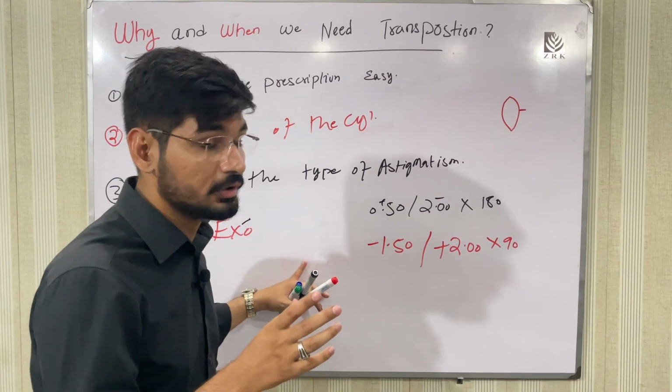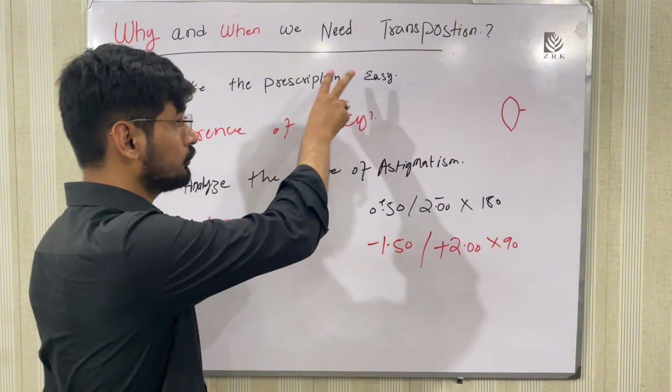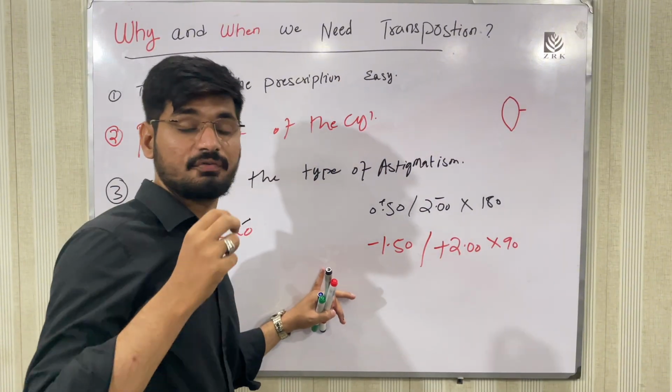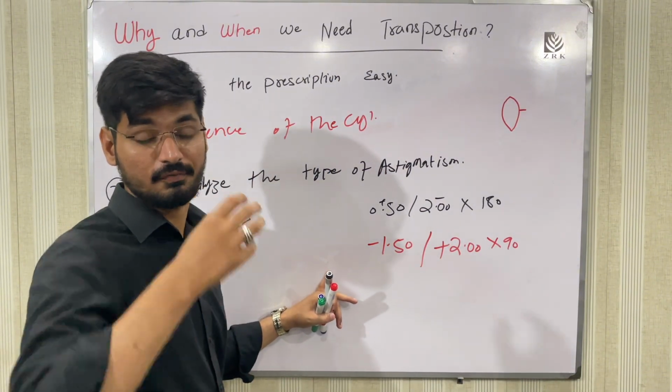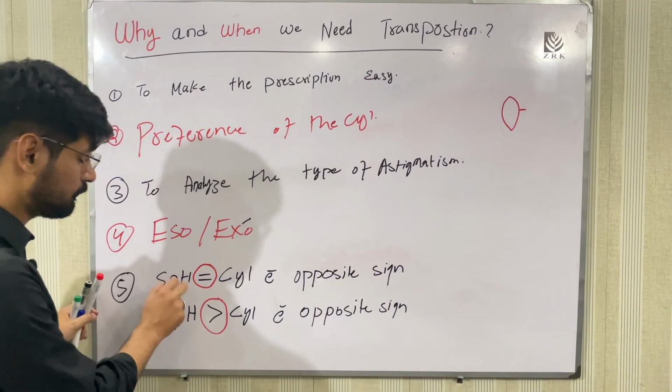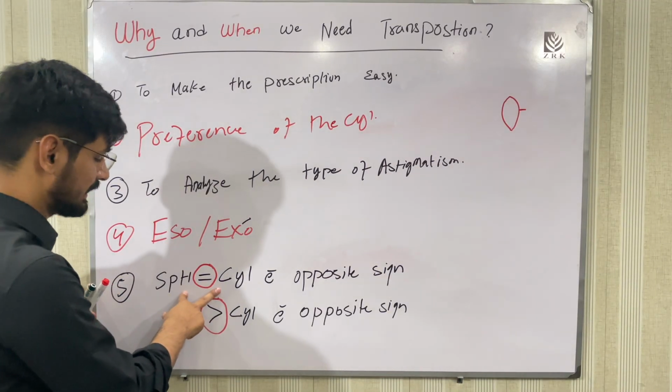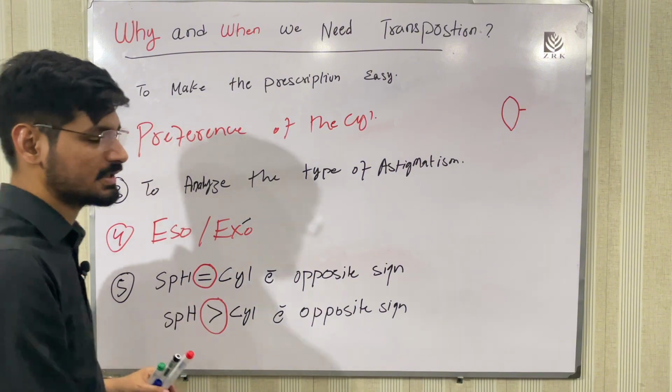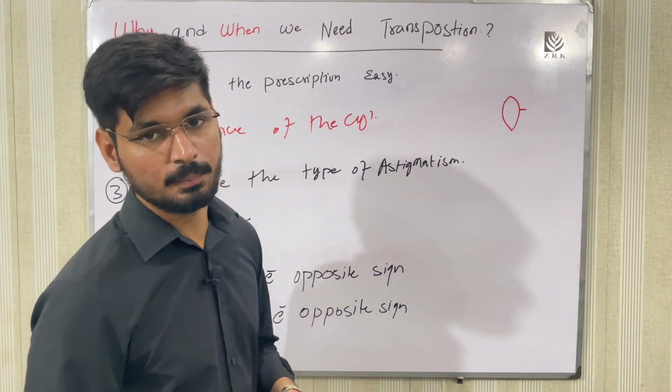This is very important. If you learn why and when we need transposition, then your refraction will be polished, your refraction will be different from others. The next point says that if we have an equal amount of spherical and cylindrical number with opposite sign, then the prescription should be transposed.